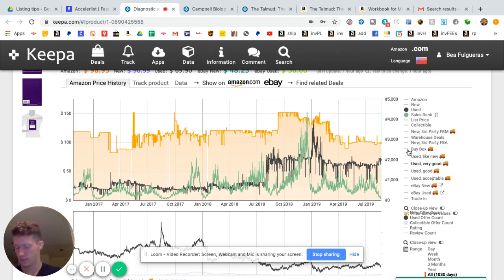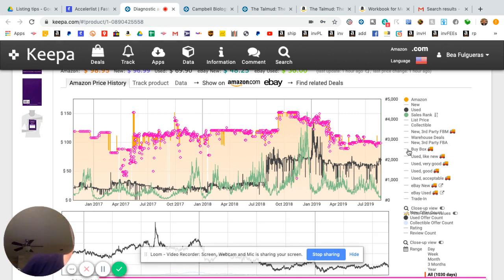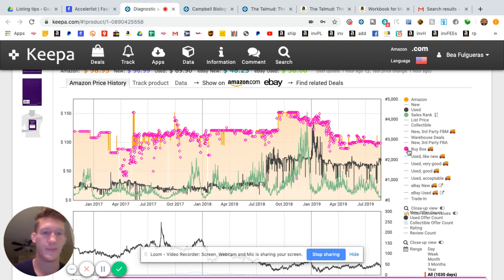And I have one of my Sauceras calling me. She's going to have to wait because we're talking about Keepa graphs right now. And this is way more important.